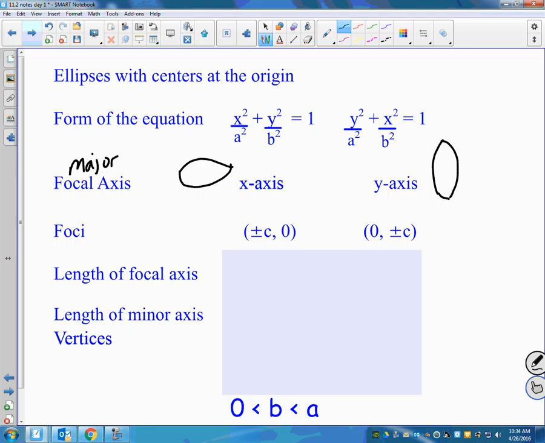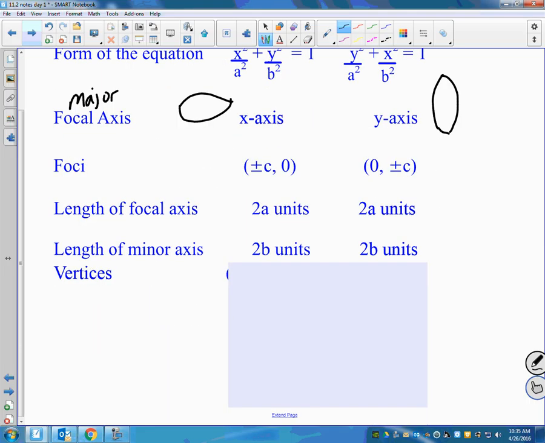The length from the center to the end of the major axis is A units. So if you go all the way across, the length of your major axis will always be 2A, and the minor axis from the center to the point is B, so altogether that would be 2B units.